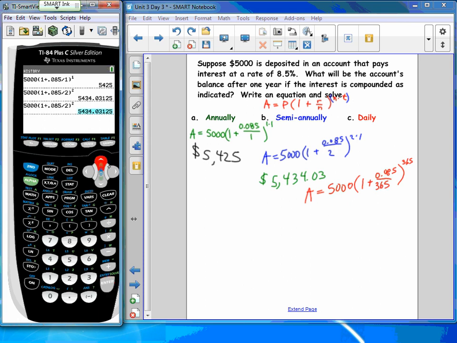I'll go ahead and pull up the previous. And in the previous, I want 365 for my number of compoundings. And so 365 times 1 is 365. Let's see. $5,443.53.